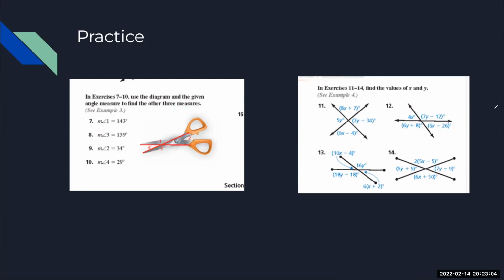All right, I'm going to move on to exercises 11 through 14. Find the values of x and y. For number 11, you know that 8x plus 7 is equal to 9x minus 4 because of the vertical angles congruent theorem. So basically, you just set them equal to each other.